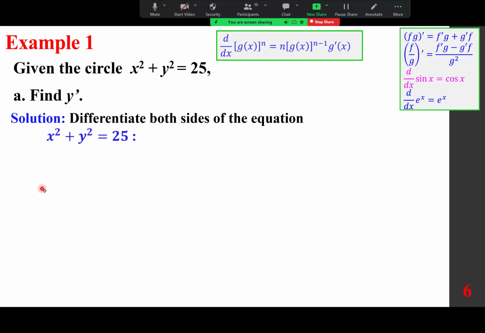x squared is 2x. y squared. Take a look at this one, the extended power rule, and I'm going to change g of x to y. So the derivative d dx of y to the power of n, just like this, is n, g of x to the power of n minus 1, that means y to the power of n minus 1, g prime means y prime. Therefore, this is 2x, this is 2y y prime. Any number, including 25, results in 0 when you differentiate.